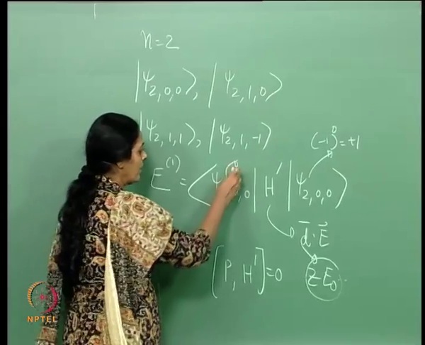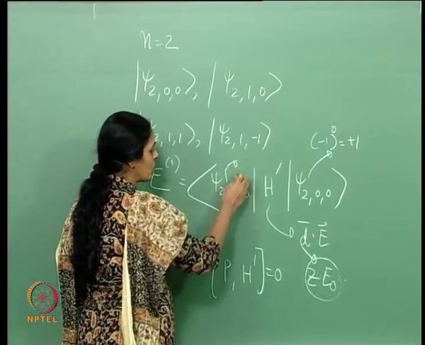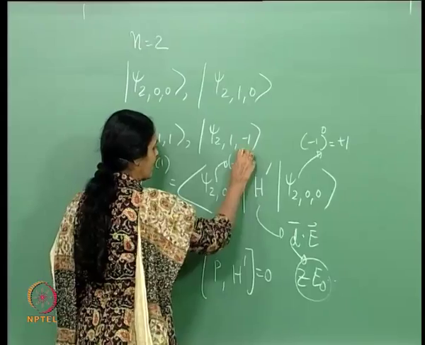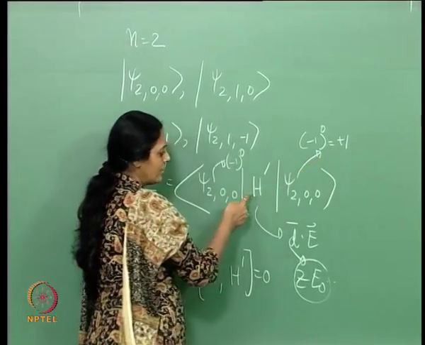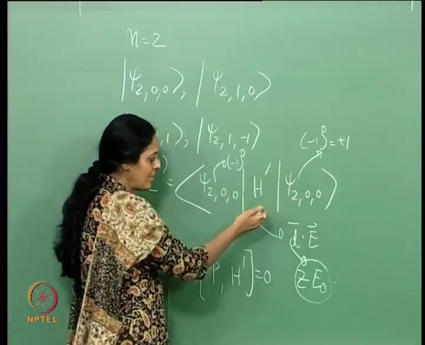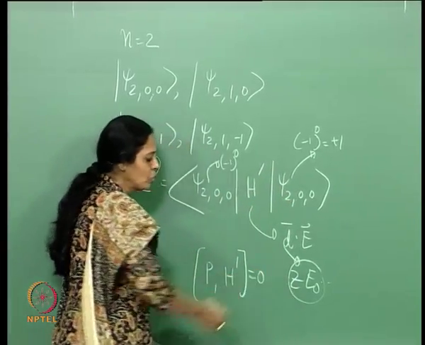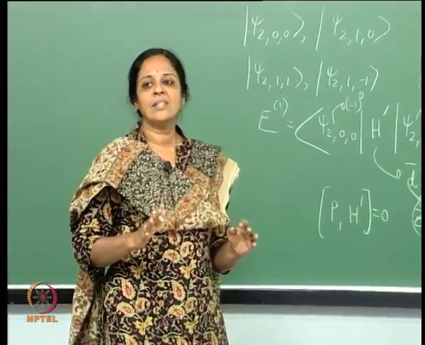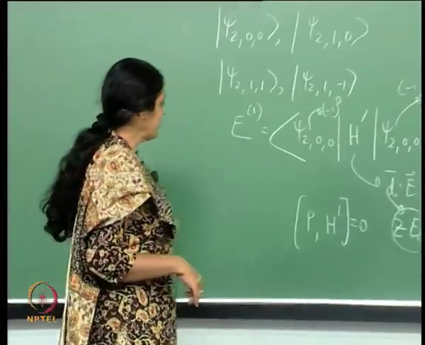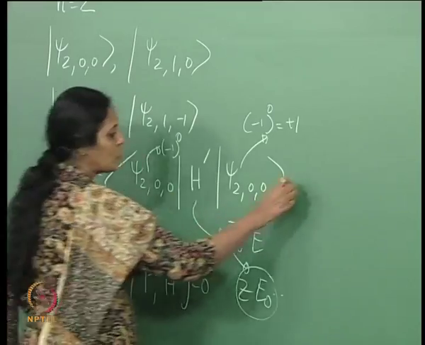So, there is no way I can use a psi 2 0 0 here, because if I did that, this has parity plus 1, that has parity plus 1, that makes it even parity, but you see there is a contribution here to parity which is minus 1, and parity is a multiplicative quantum number, and therefore, this contribution is 0.